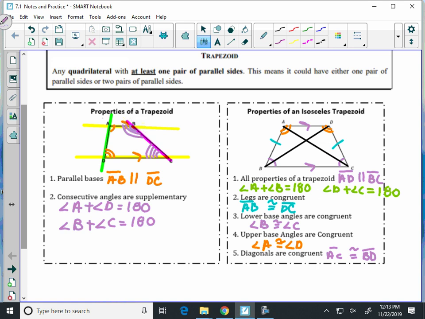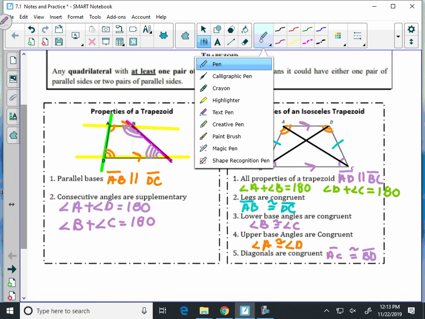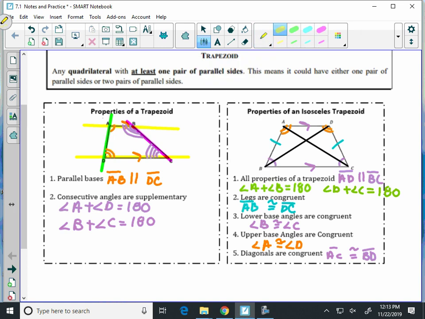A lot of info. What you really, really need to remember, if you want to circle or highlight or star, is that trapezoids, the bases are parallel. They have at least one pair of parallel sides. It's really important to remember. It's important to remember that in an isosceles trapezoid, the legs are congruent and the diagonals are congruent.